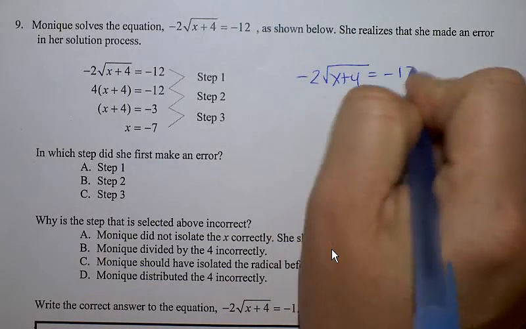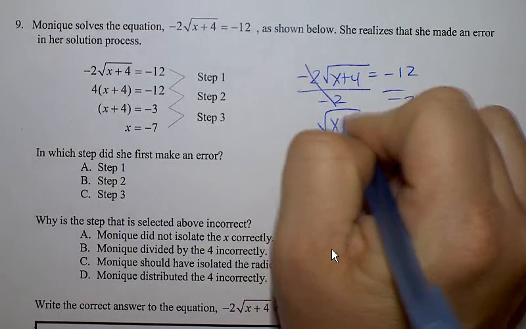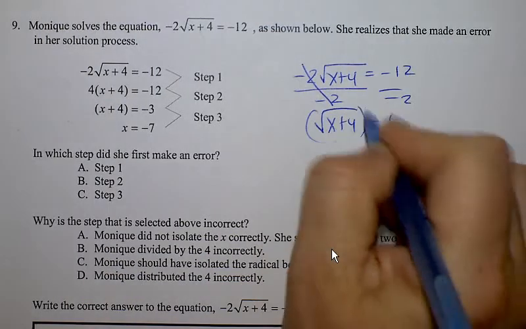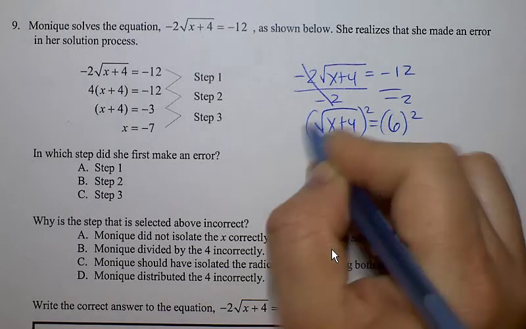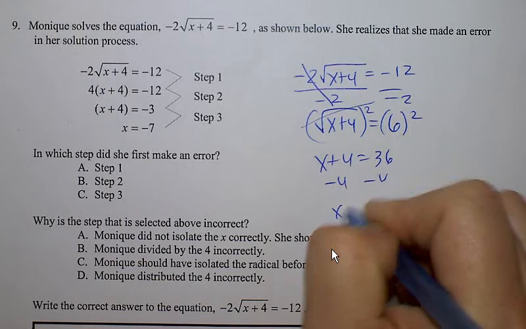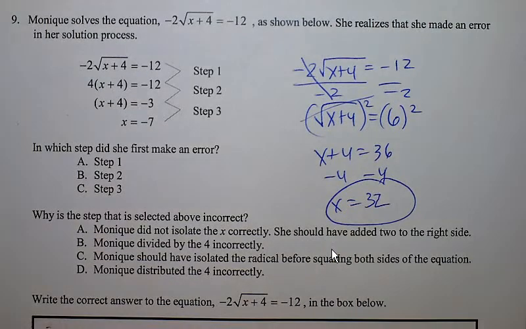So my first step would be to divide by -2. And then I would square both sides. And then I would subtract 4. So I want to get an answer of 32. Okay, let's see what Monique did.